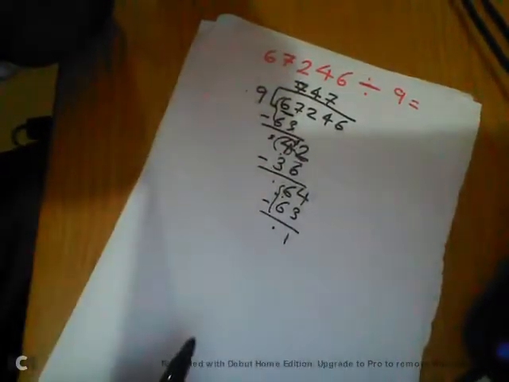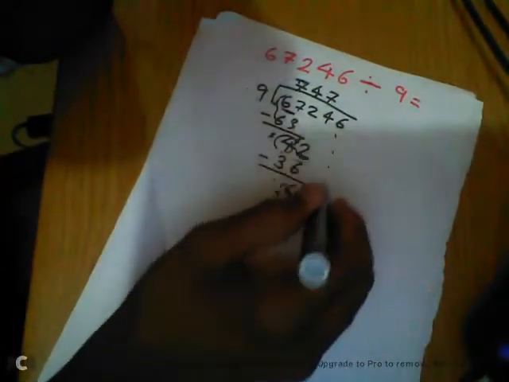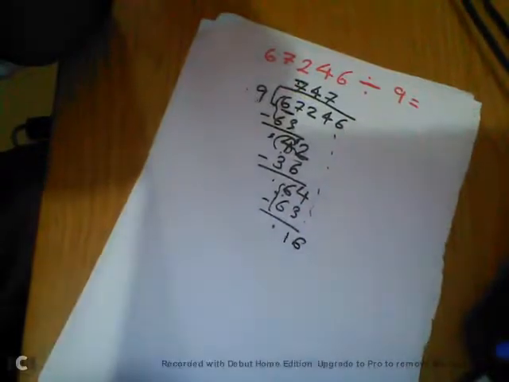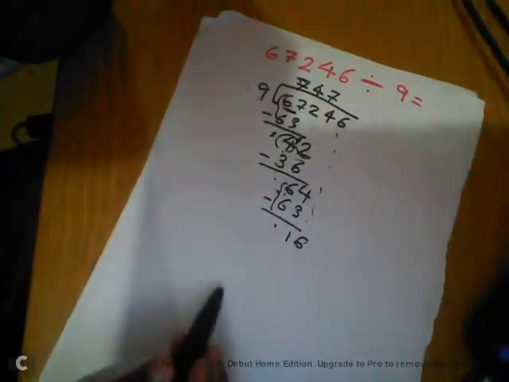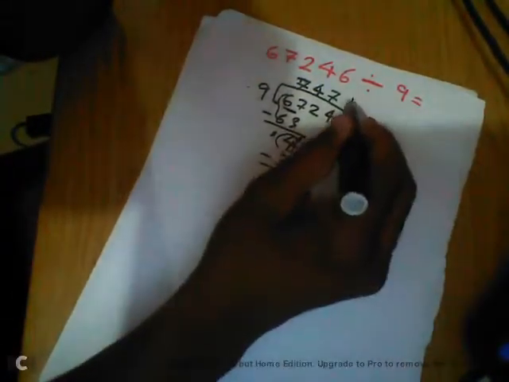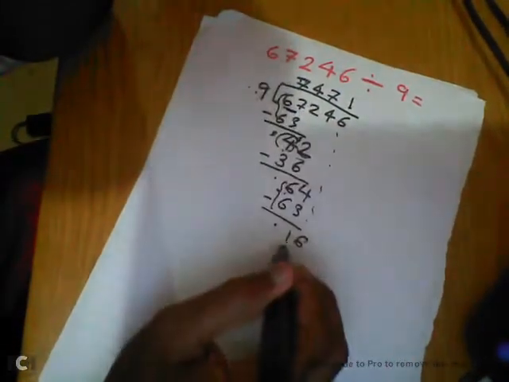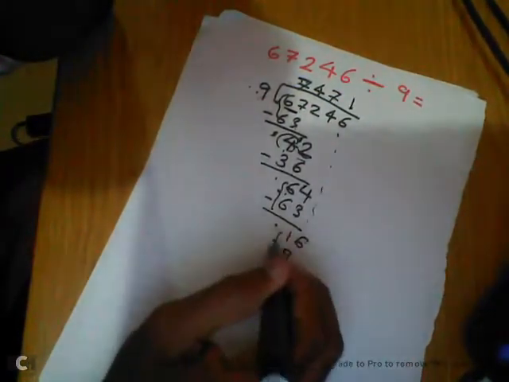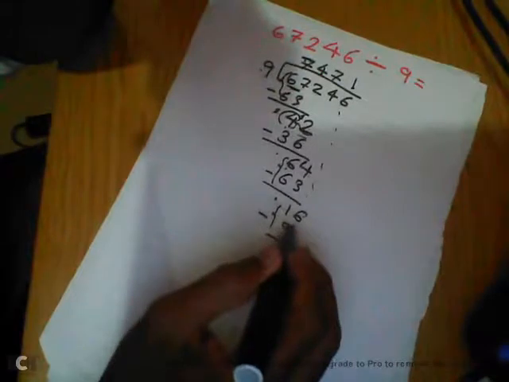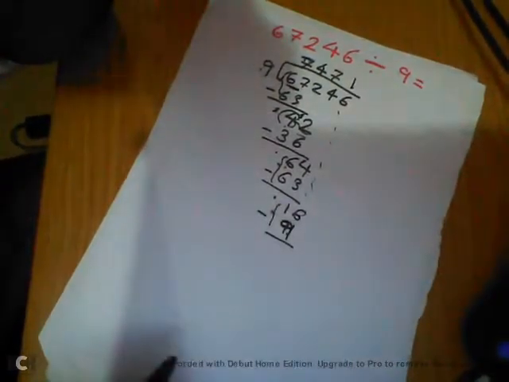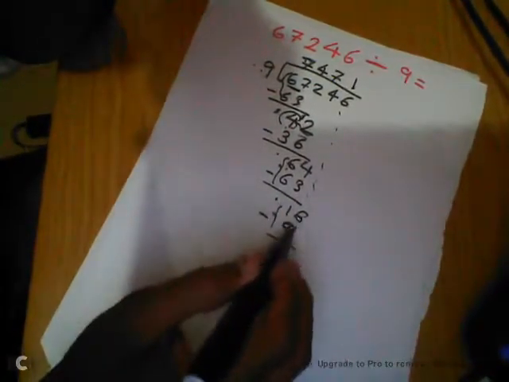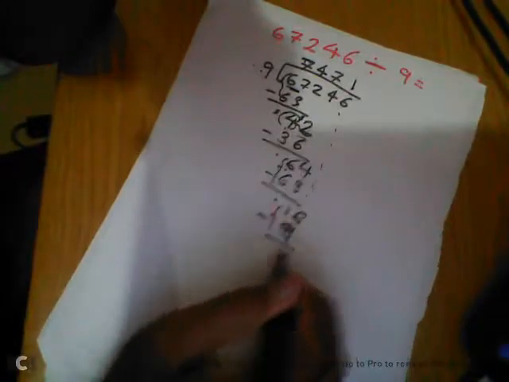So can 1 divide by 9? No, it's too small, so we have to drop a number. Please, 6 come and help us. So 6 is going to come here, it's going to be 16. 16 divided by 9, we're going to get 1. And 1 times 9 equals 9. And then we do the same thing, we subtract. 6 minus 9 is too small, so we take the whole 16 minus 9 equals 7.